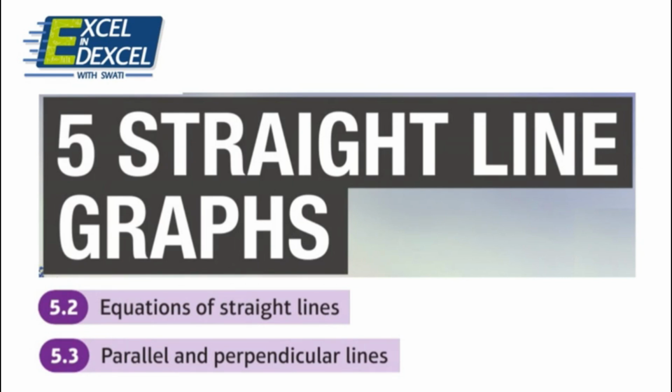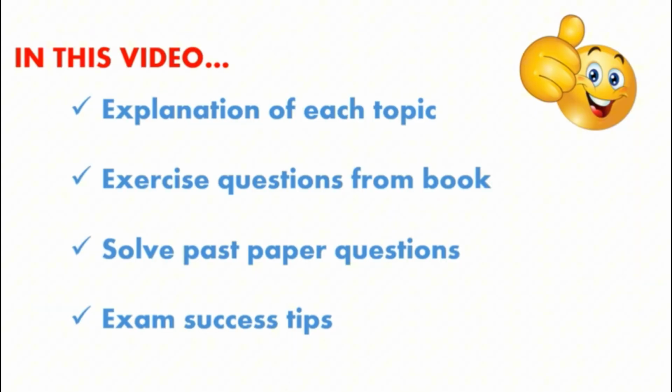In this series of videos, we are going to cover 9 chapters of Pure Mathematics 1. Chapter 5, Straight Line Graphs. In this video, we are going to cover 5.2 Equations of Straight Lines, 5.3 Parallel and Perpendicular Lines. We will go through explanation of these topics. We'll do some exercise questions from the book. We'll solve a few past paper questions and we'll give you some exam success tips so you can excel in your exam. Let's start our journey.